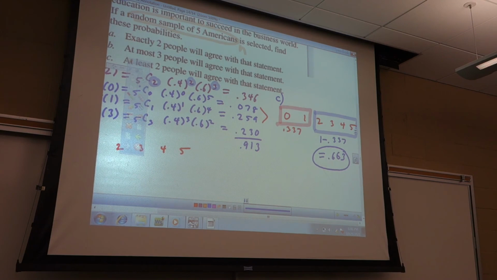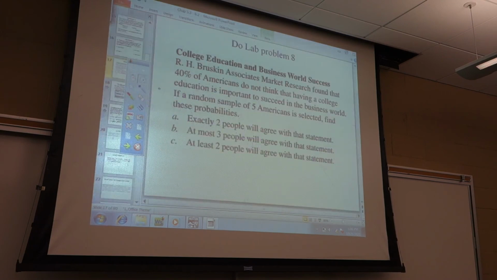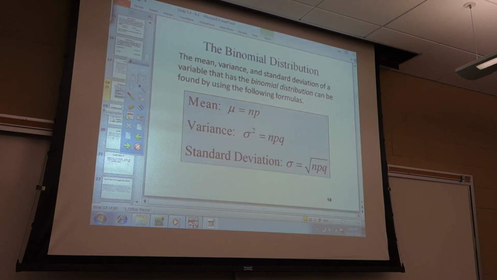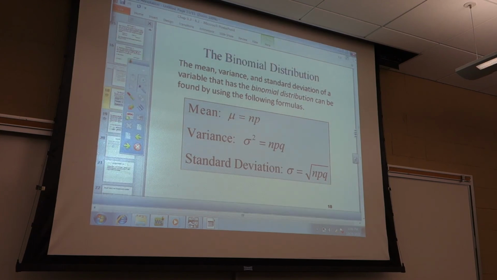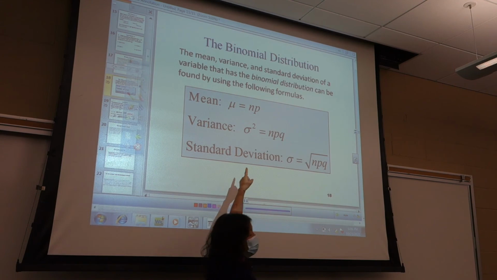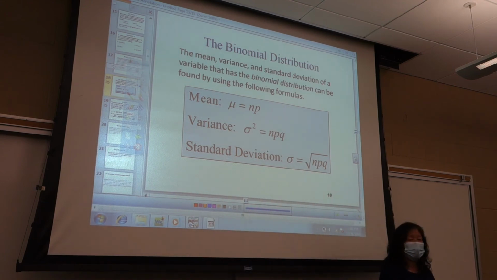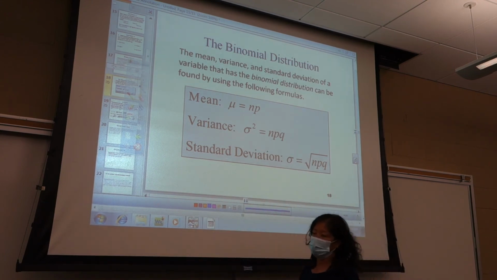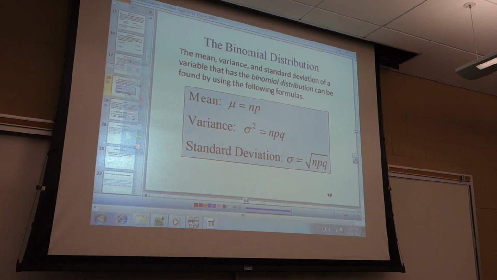Okay, great. The last thing we're going to cover on chapter 5 is this. Bottom of your page, fill it in. I love the binomial distribution because the mean and standard deviation are the easiest in the whole world. The mean is just np. Variance is npq. Standard deviation is the square root of npq. Goes in the bottom of your sheet.